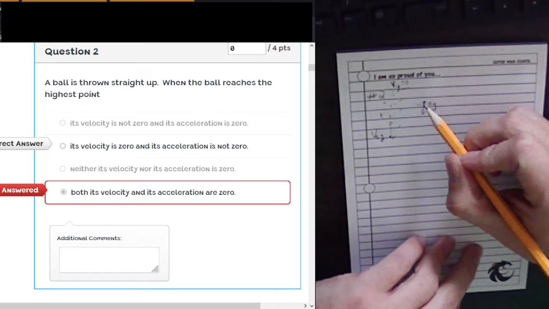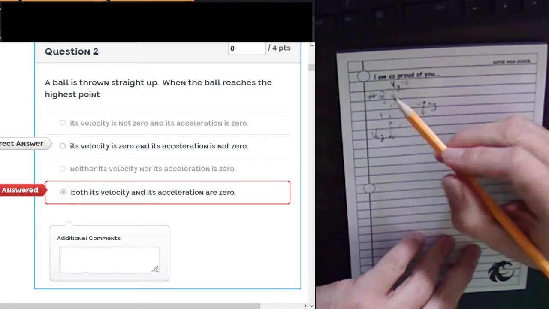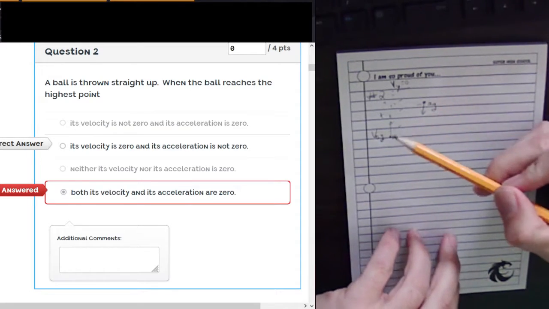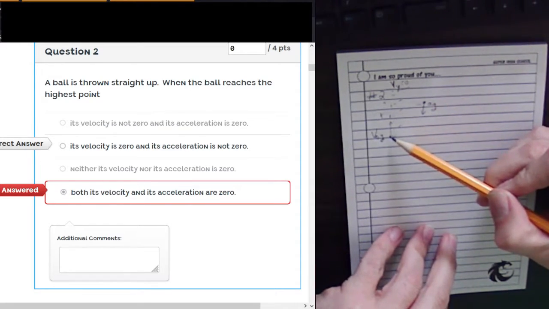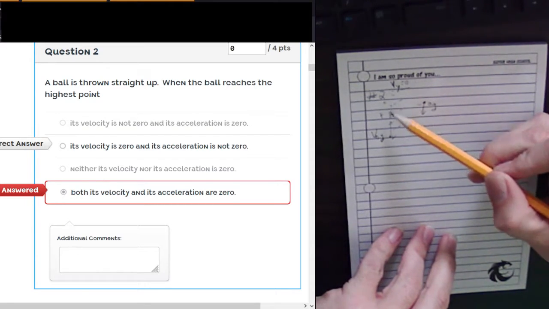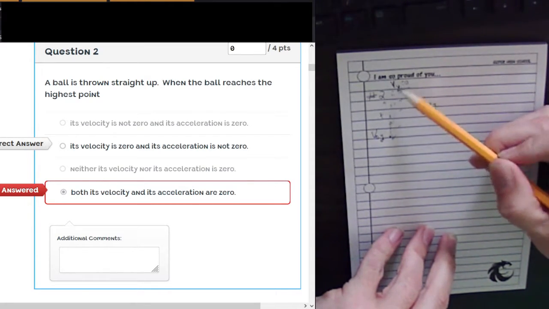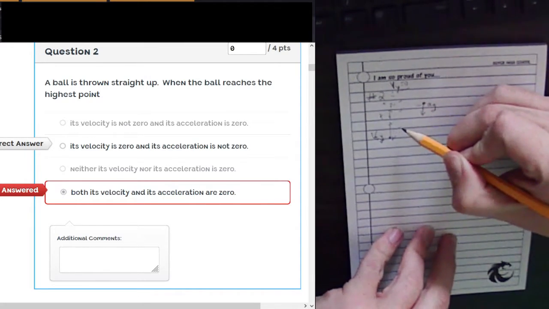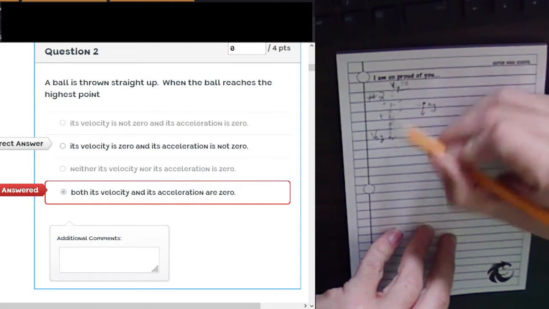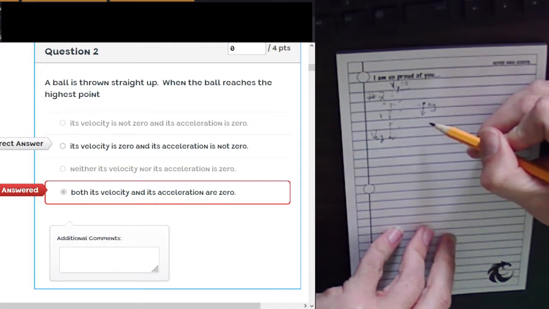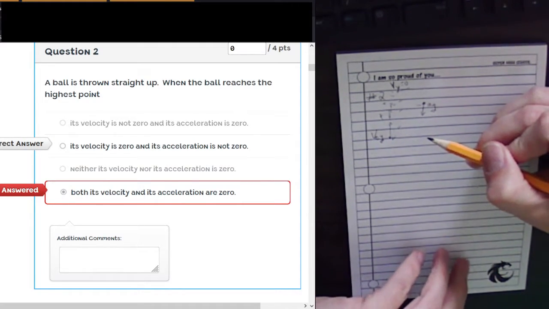So we're looking at question 2 here, and it says a ball is thrown straight up, when the ball reaches the highest point. What's the answer? Here I've drawn it out that the ball starts down, gets thrown up, and comes down. As it goes up, its velocity is positive, in the upwards direction, then gets smaller and smaller, gets to 0 at the top, and then becomes negative as it falls back down. So its velocity is not constant. The velocity changes the whole time. The acceleration is gravity. That's always going to be down.